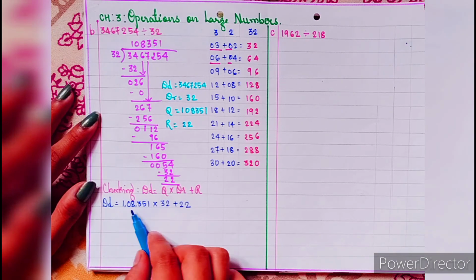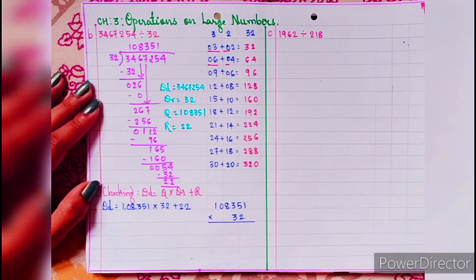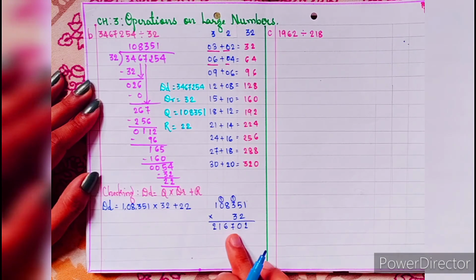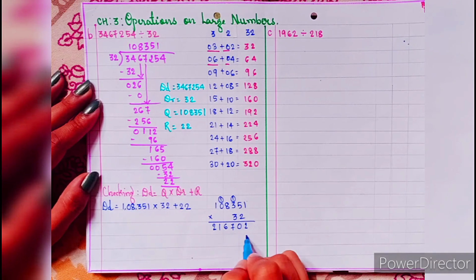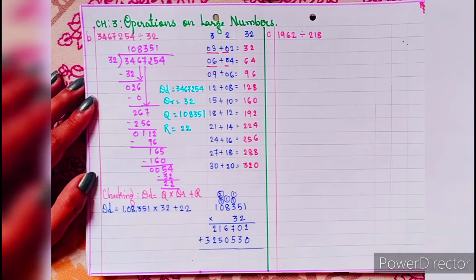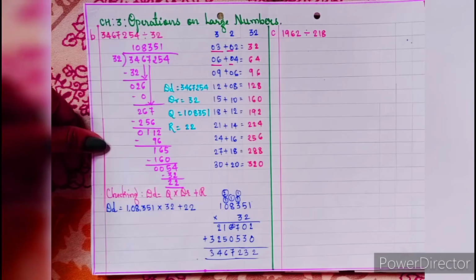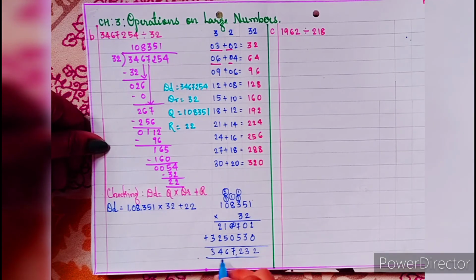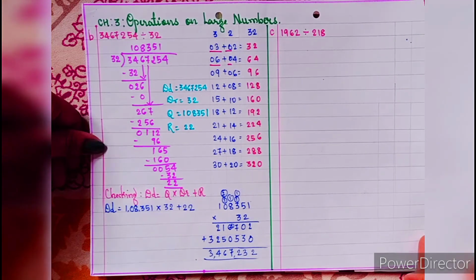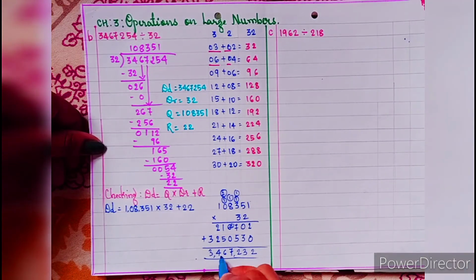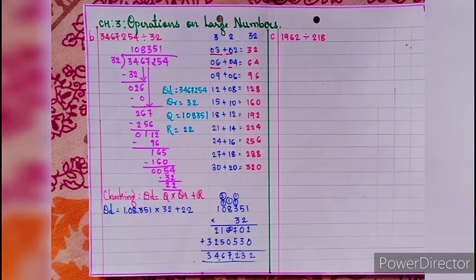So let's find the product of this. First let's multiply this number by 2. So this is the product obtained. Now let's multiply by 3. 3 in the sense 30. So we have to place 0 here, and let's find the product. So this is how we have got the product. Now let's add together. This is the obtained product, that is 34,67,200. Let's substitute the values into this.